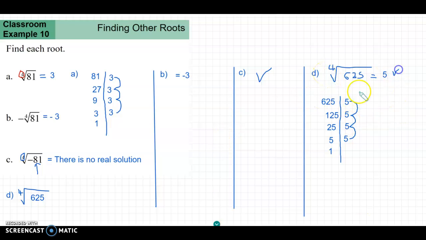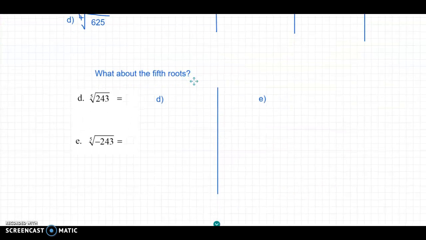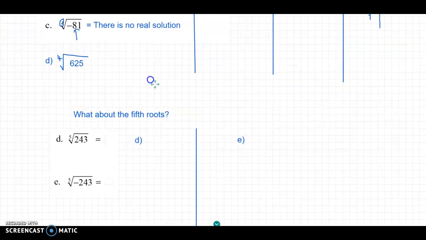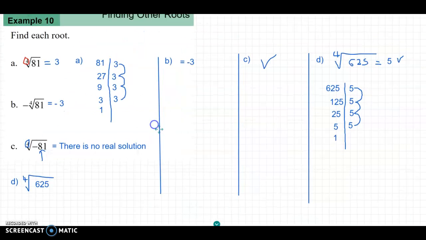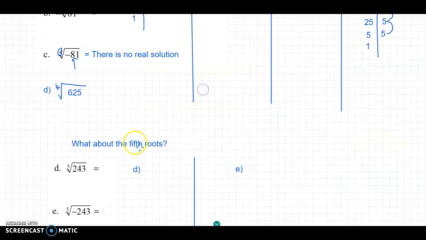Okay, guys, so very good. We already know how to find the fourth root. And what if, for example, they ask you to find fifth roots? So guys, that will be exactly the same. But now the difference is that you don't find groups of 4 numbers, as we did in the fourth root, but we are going to find groups of 5 numbers that multiply by themselves, and you get, for example, here, 243. Okay, so let's try this.